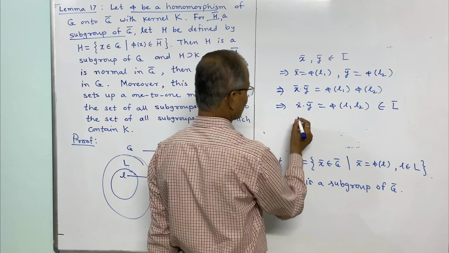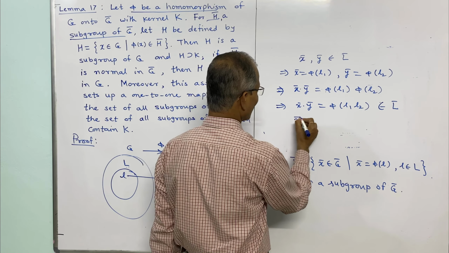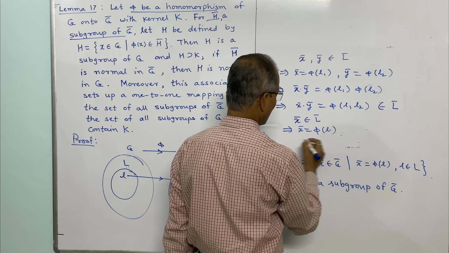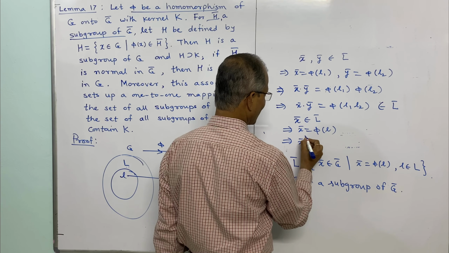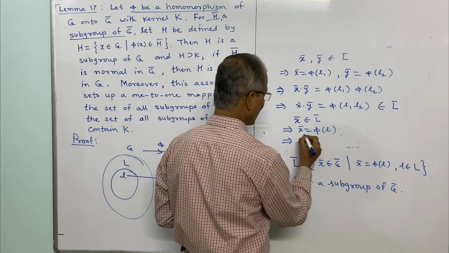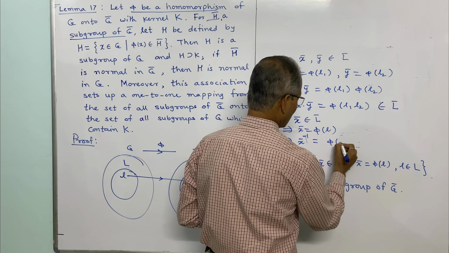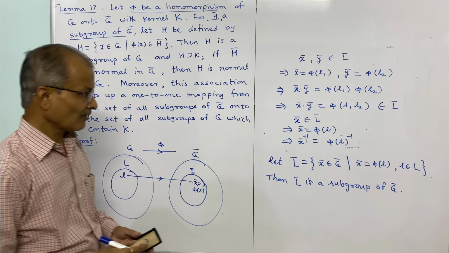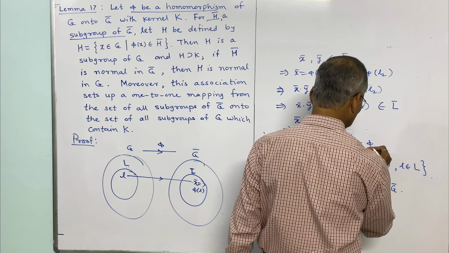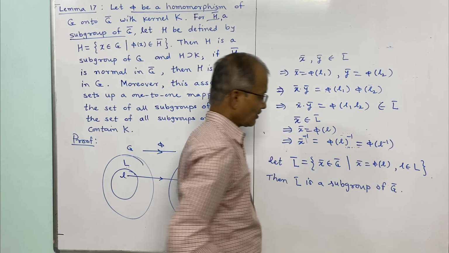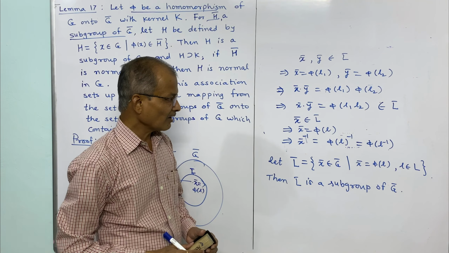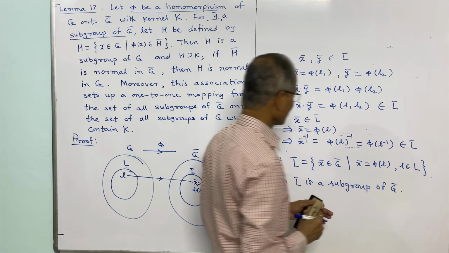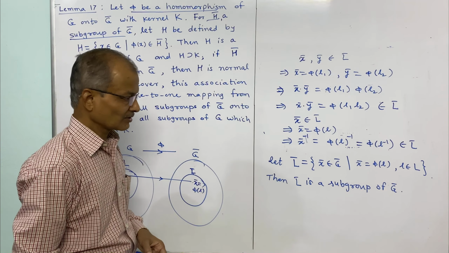Likewise, we can see the inverse. If x bar belongs to L bar, then x bar equals phi of l. The inverse x bar inverse is the inverse of phi of l, which is phi of l inverse because phi is a homomorphism. Phi of l inverse belongs to L bar, which shows the existence of inverse, and therefore L bar is a subgroup of G bar.